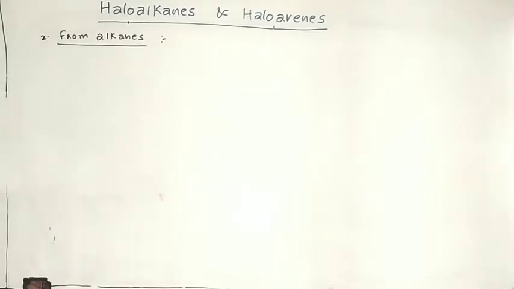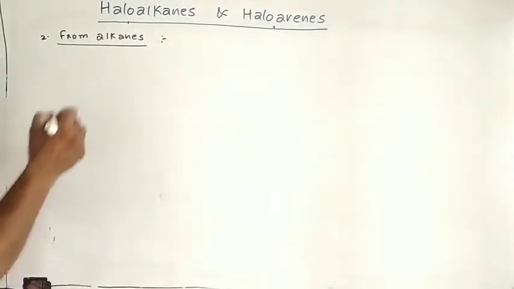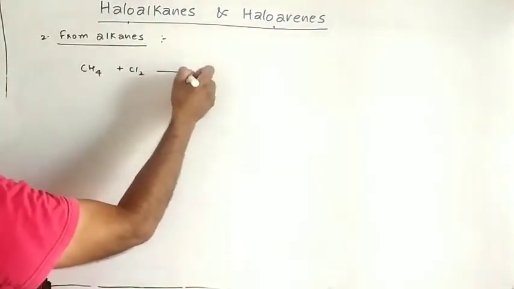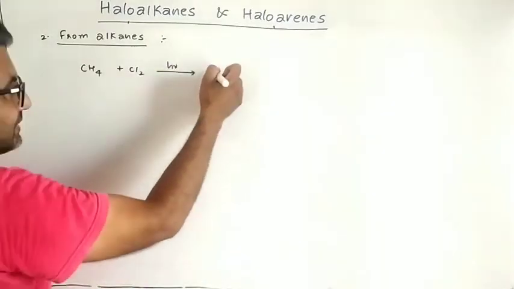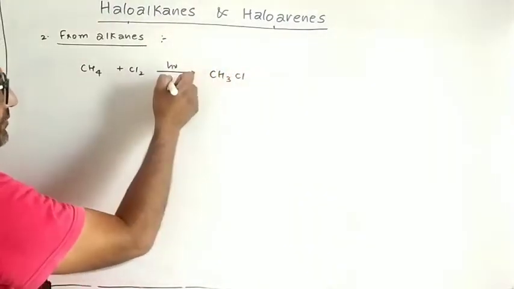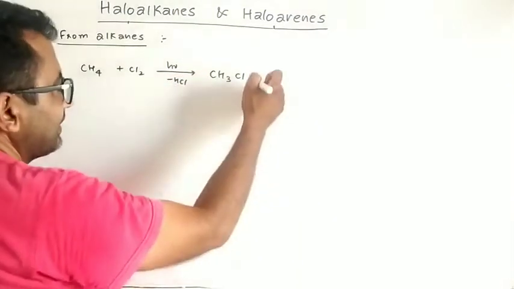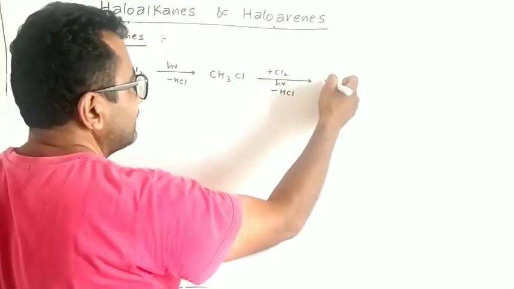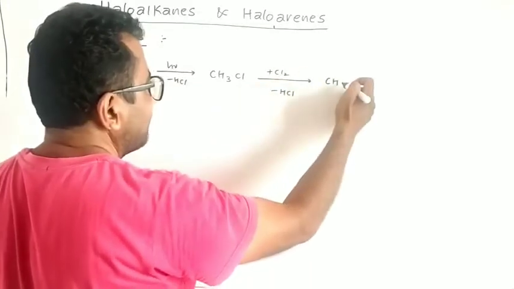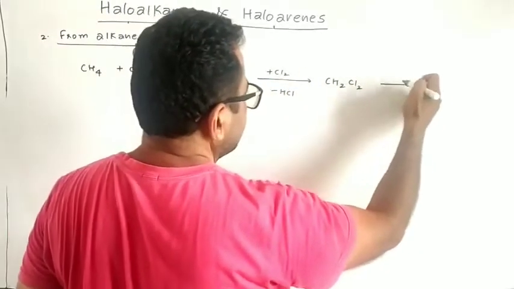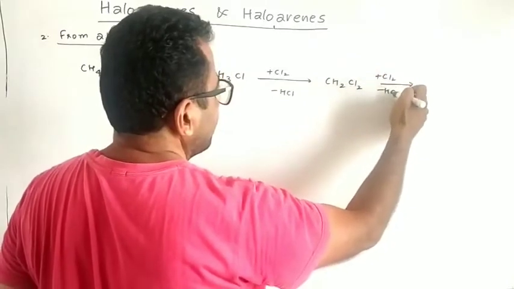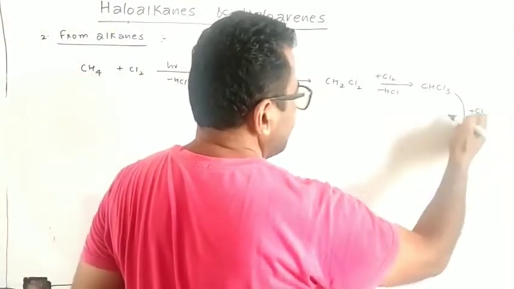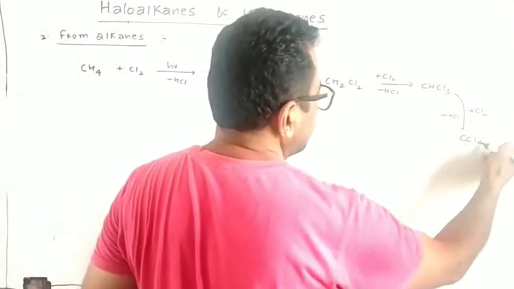Alkanes, when they react with halogen in the presence of sunlight. For example, CH4 plus Cl2 in the presence of light will give you CH3Cl, minus HCl. Again, if you add Cl2, minus HCl, now there is no need of light. The reaction will go like this. Again chlorine, minus HCl, and again chlorine, minus HCl, and finally CCl4.